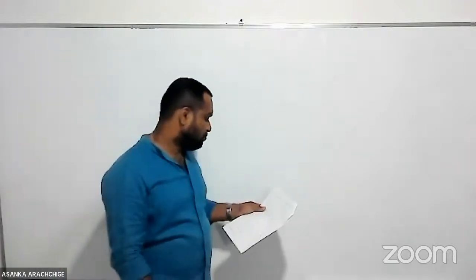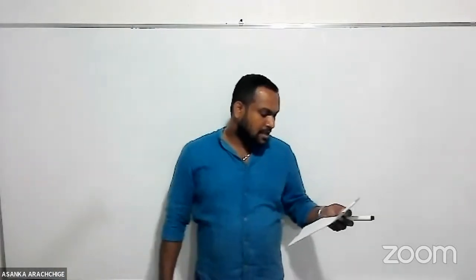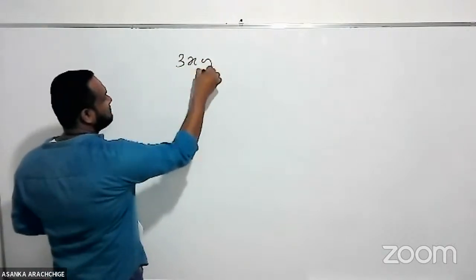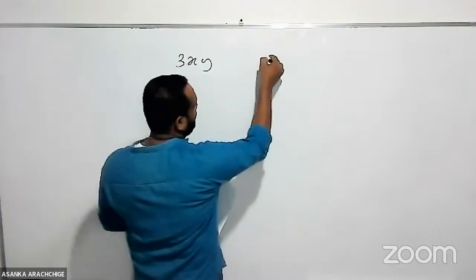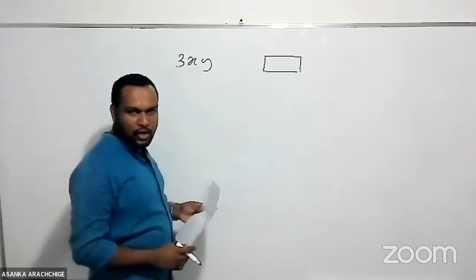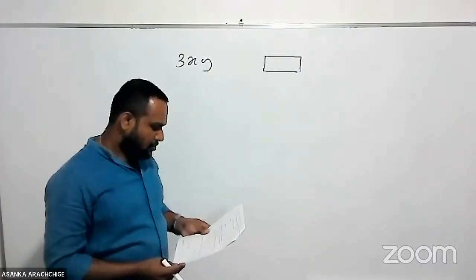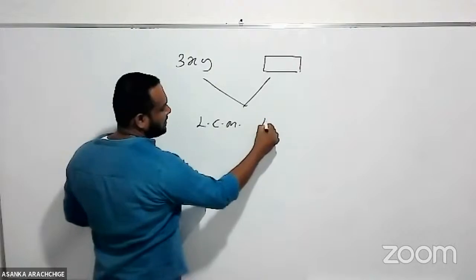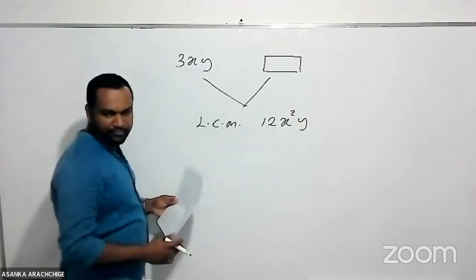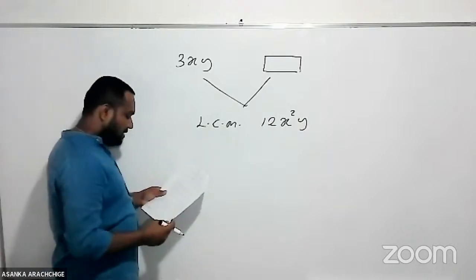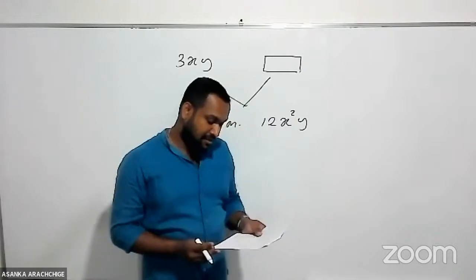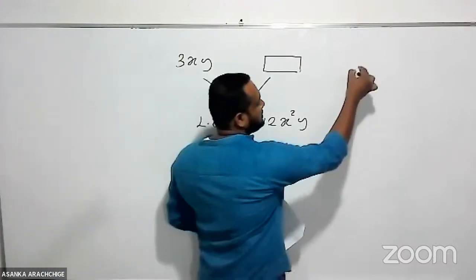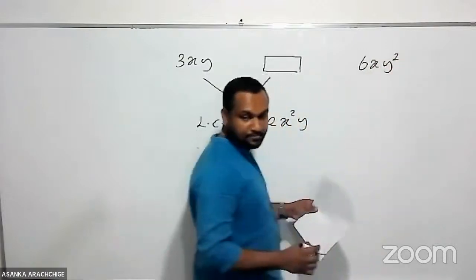Right. Next one, number 50. The LCM of 3xy and this unknown expression is 12x squared y. The least common multiple LCM is 12x squared y. Four answers are given. First one, 6xy squared.